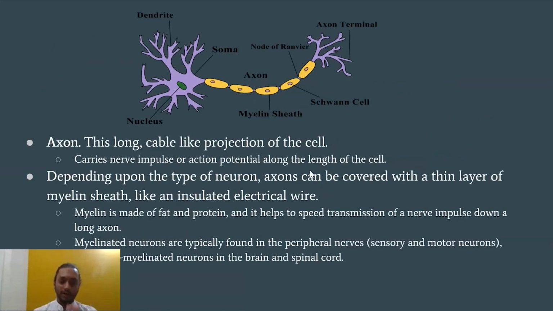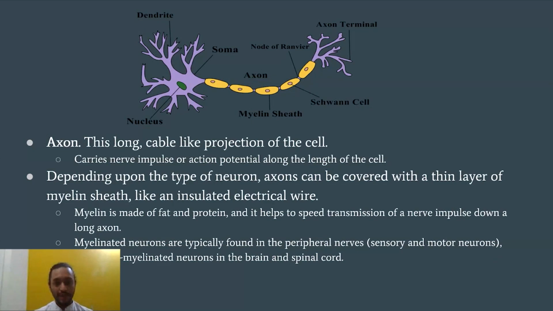Now, the second part is the axon, right? This part, this yellow thing here. The yellow thing is actually not the axon, it's the purple thing, but it's lined with myelin sheath. This is a cable-like projection of the cell which helps transmit information, right? It carries a nerve impulse, or what is known as the action potential, along the length of the cell, right?